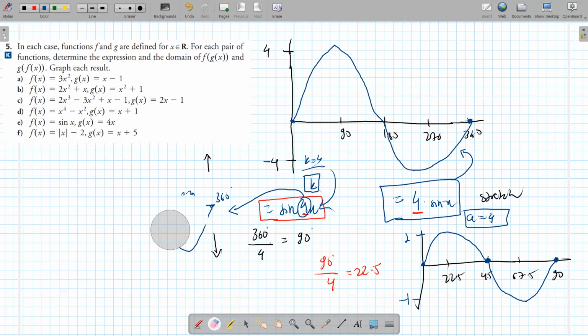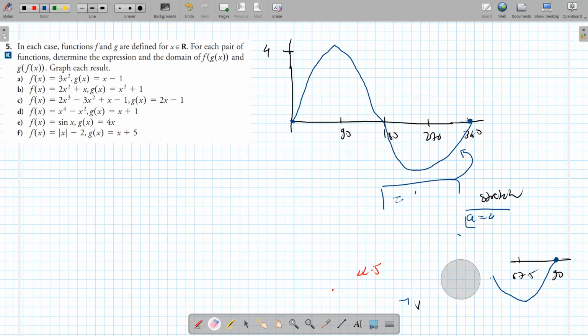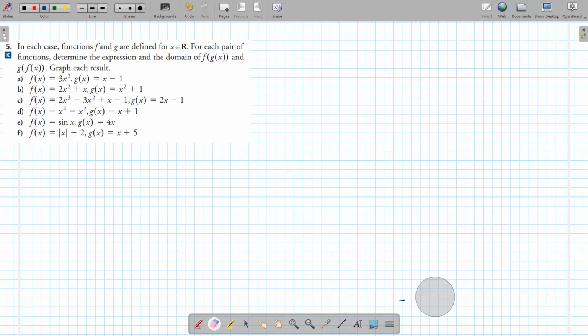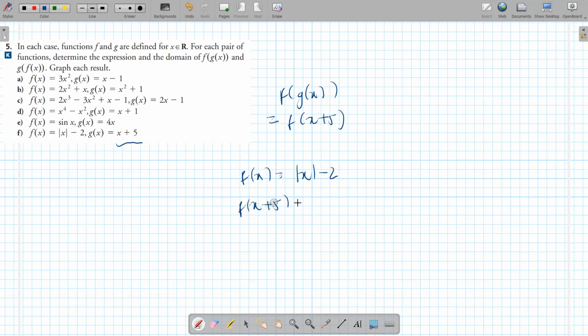We have one last one here. Shouldn't be too difficult. Let's see. f of g of x. g of x is x plus 5. So you do f of x plus 5. If f of x is the absolute value of x minus 2, what is f of x plus 5?